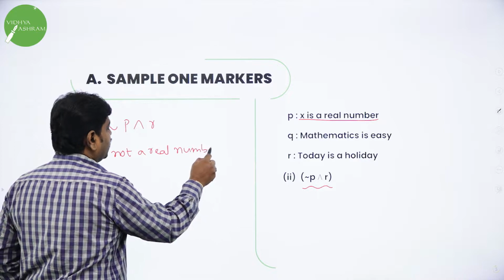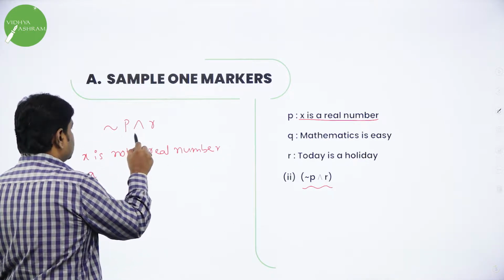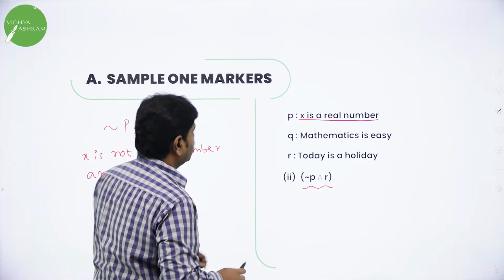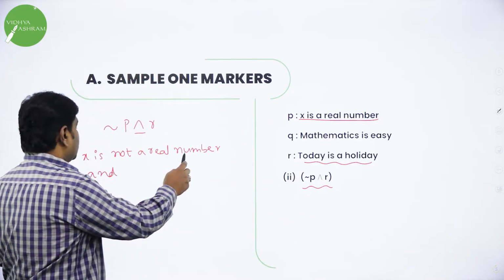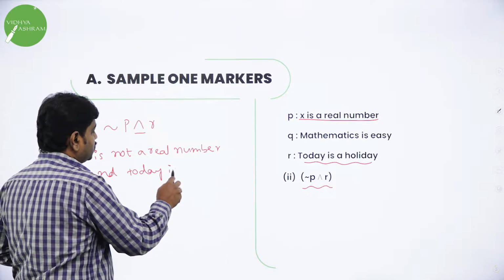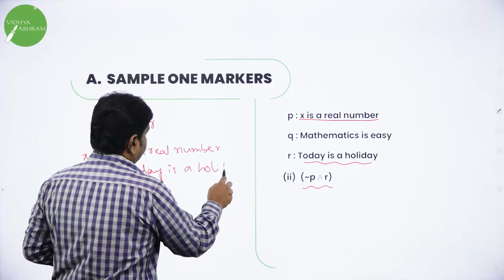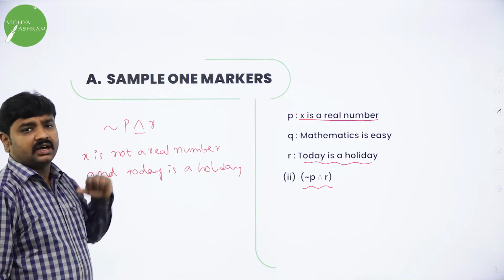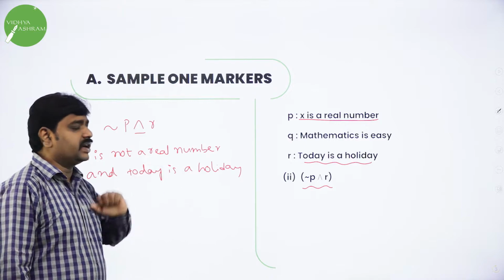P is X is a real number, but negation P means X is not a real number, and this symbol stands for and. What is R they give? R value is today is a holiday. So X is not a real number and today is a holiday. That's it. This is the verbal form. So negation P and R: X is not a real number and today is a holiday.